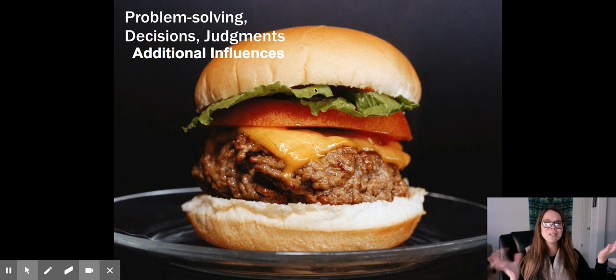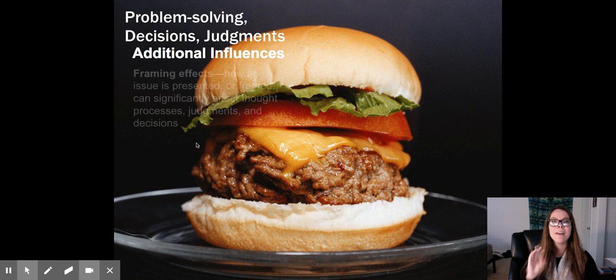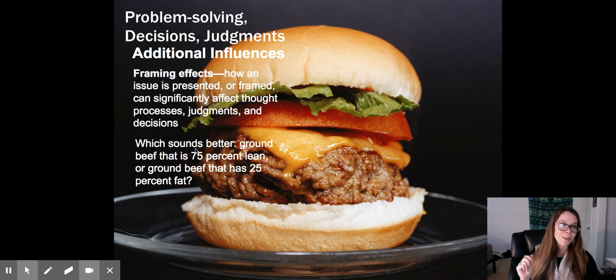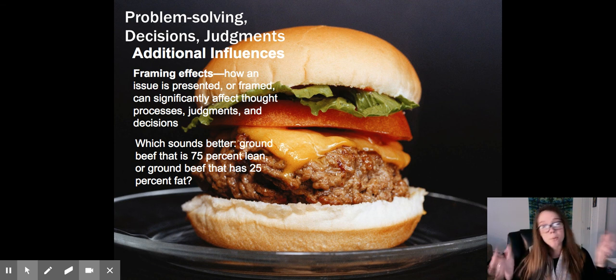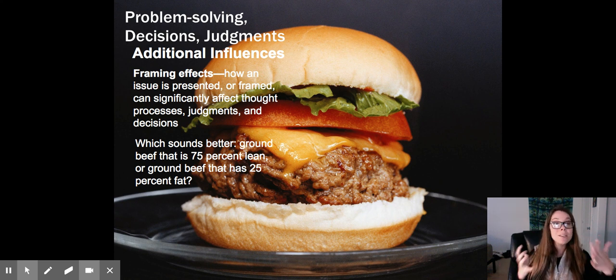Look at this nice juicy burger. I know you're like, Miss H, why is this on my screen? But real quick, I want to talk about framing effects before we finish up our little video. Framing effects is how an issue is presented or framed can significantly affect the process, the judgment, and the decision of the people who are buying the products. For example, which sounds better? Ground beef that is 75% lean or ground beef that has 25% fat, right? So again, it changes your perceptions in whatever you choose at the grocery store just by the framing effects, right?